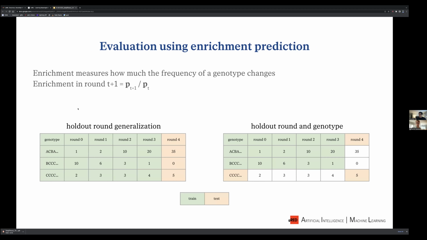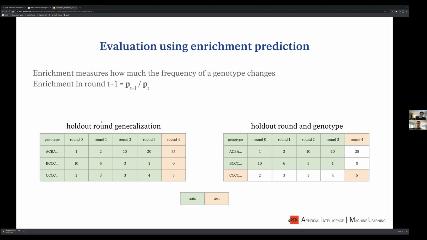So we have defined a couple of fitness models, a per genotype fitness model and a deep fitness model. So how do we evaluate them? The way we evaluated in our current work is to look at enrichment prediction. So enrichment is just the ratio of the population frequency of a genotype divided by its frequency in the prior round. We did two types of holdout evaluations to see how well we predicted enrichment.